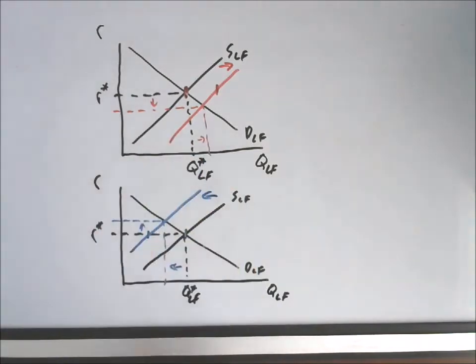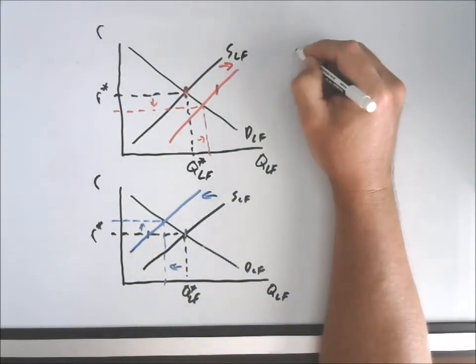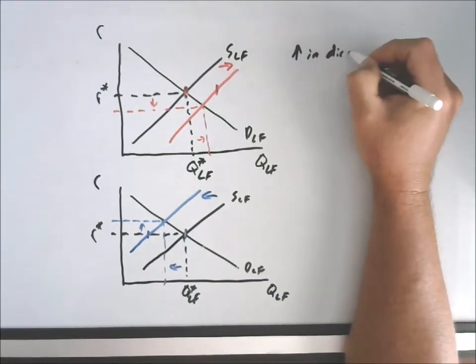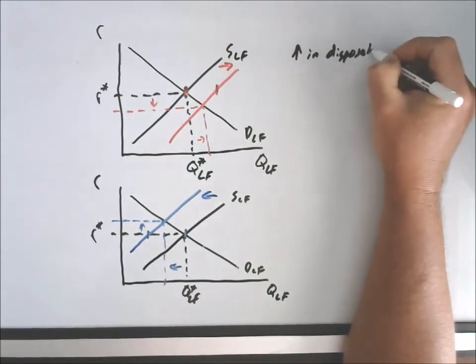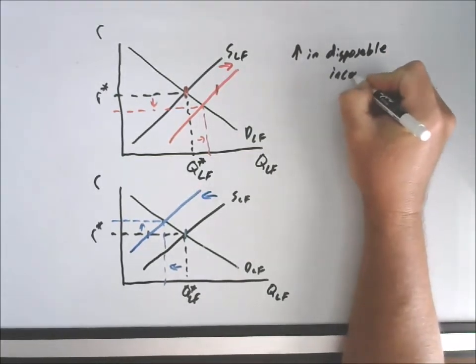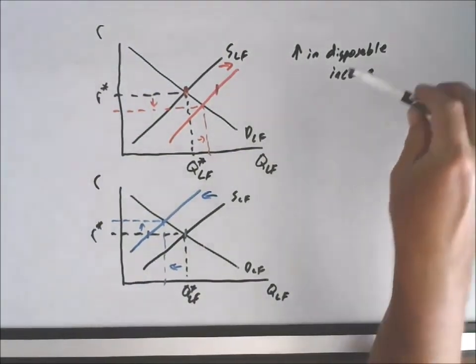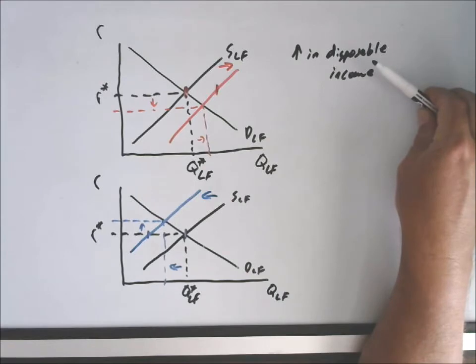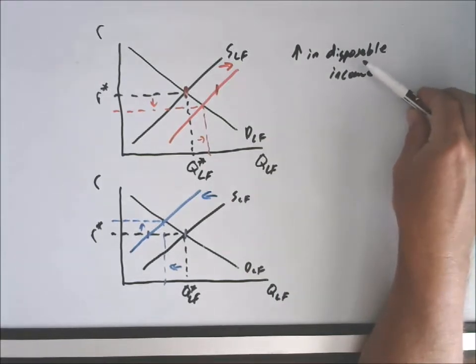Now the question is, what causes these? Well, an increase in the supply of loanable funds is caused by an increase in your disposable income. In other words, your paycheck's larger. Your take-home pay is larger, should I say? Your after-tax pay, your disposable income, is the top line on your paycheck minus taxes, which equals the bottom line on your paycheck. That's your take-home pay.